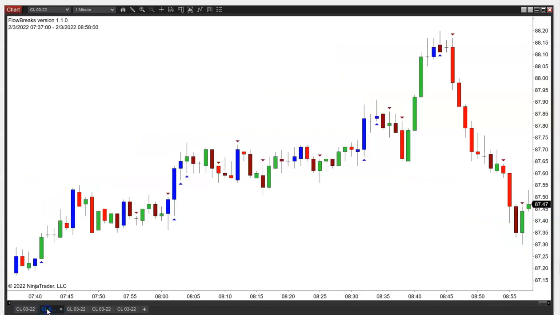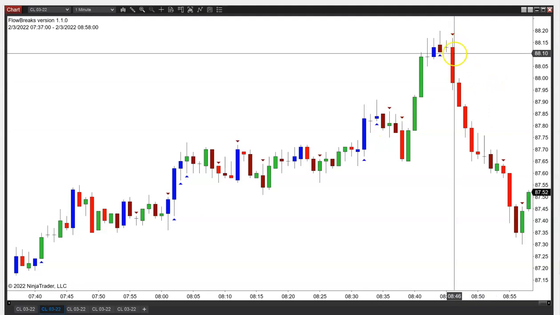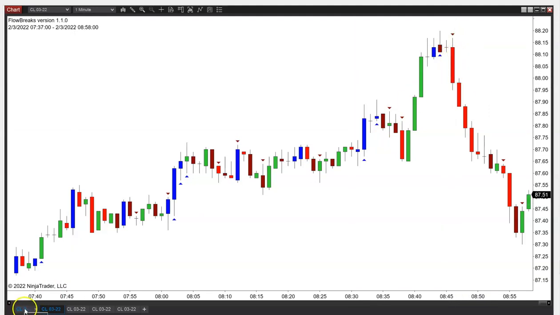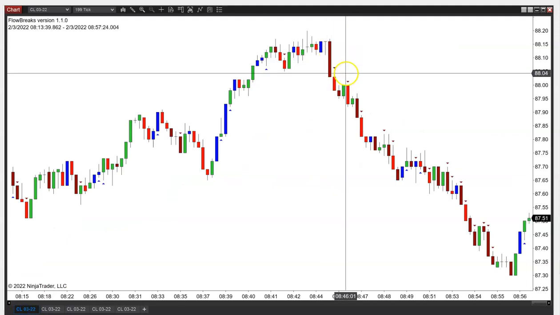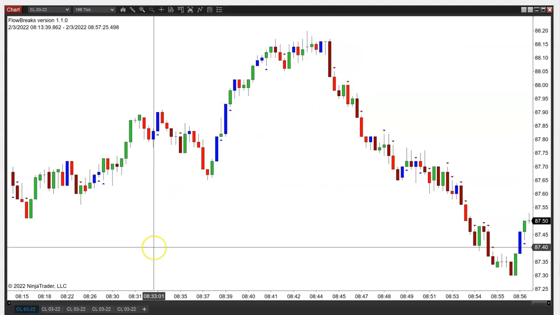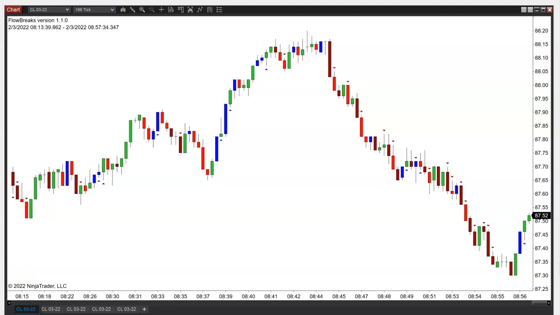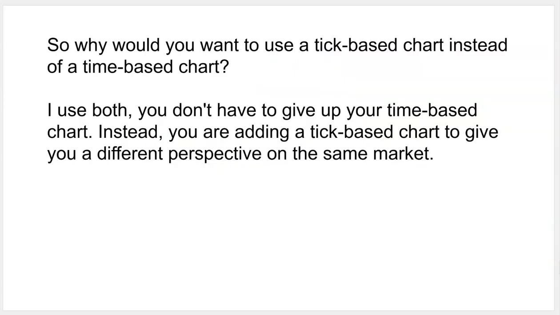Because sometimes you might be thinking, should I take this short here? Well, on the minute-based chart, yeah, I've got my bearish signal. On my tick-based chart, yeah, I've got my bearish signal. It gives you just a different look. It's like having a second opinion on the market. So you don't have to give one up to use the other one.